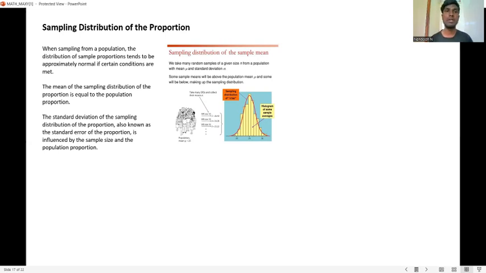Sampling distribution of a sample mean: we take many random samples of a given size n from a population with mean mu and standard deviation sigma, so we can see how the sampling distribution is made.